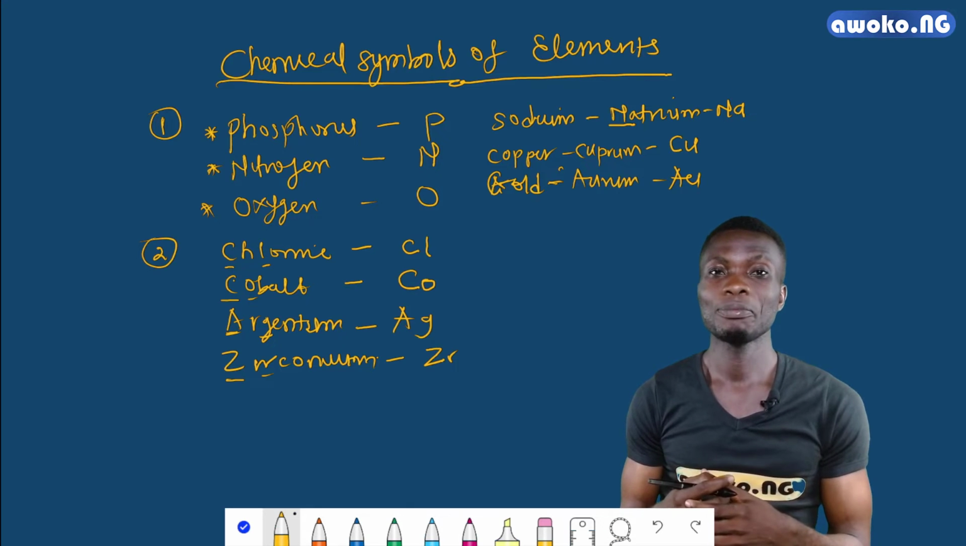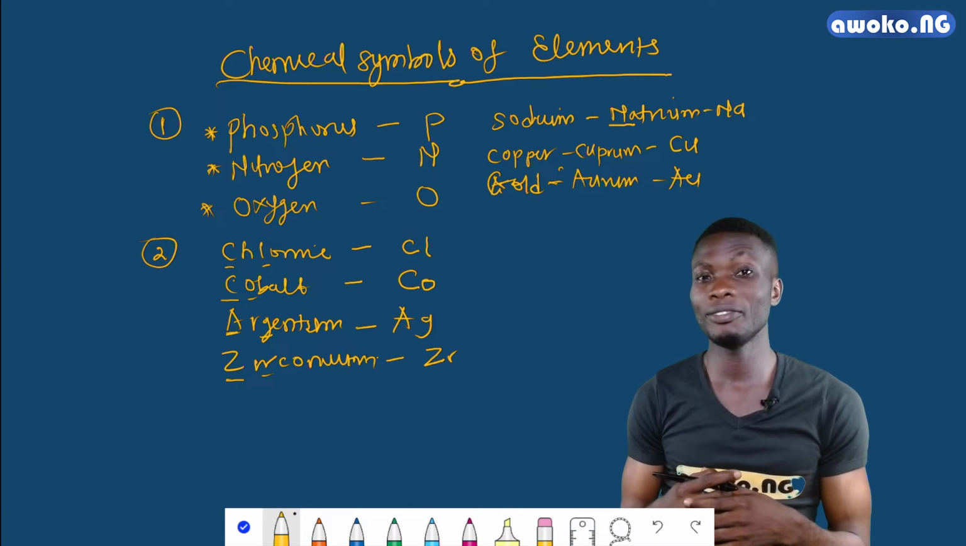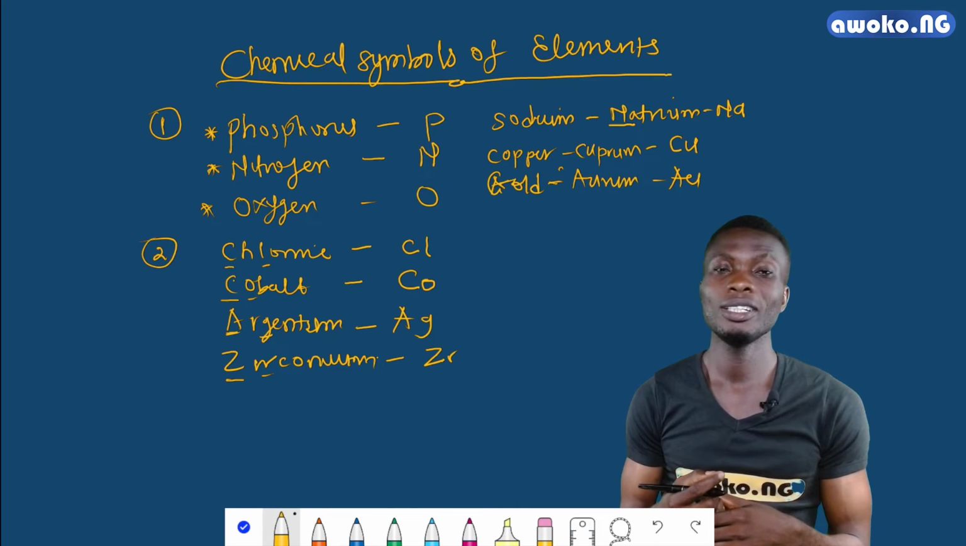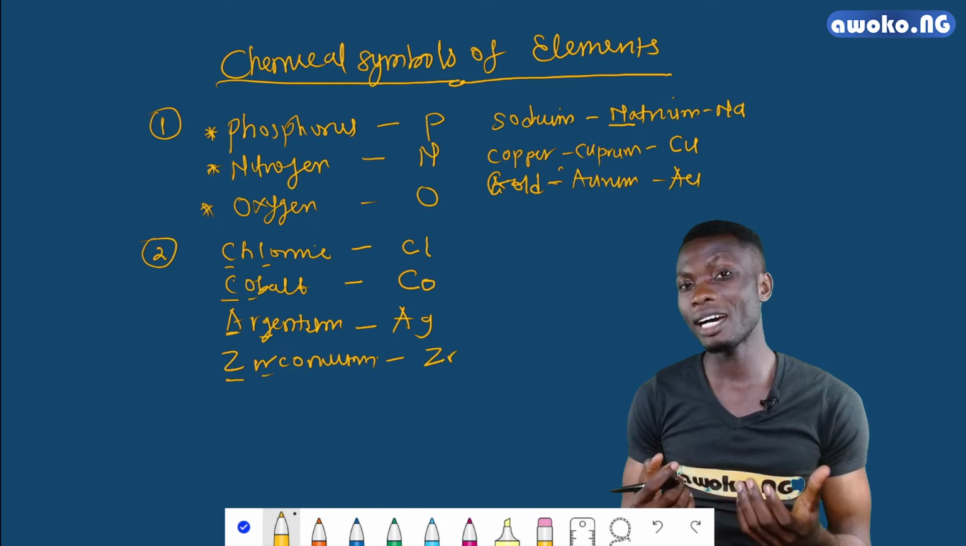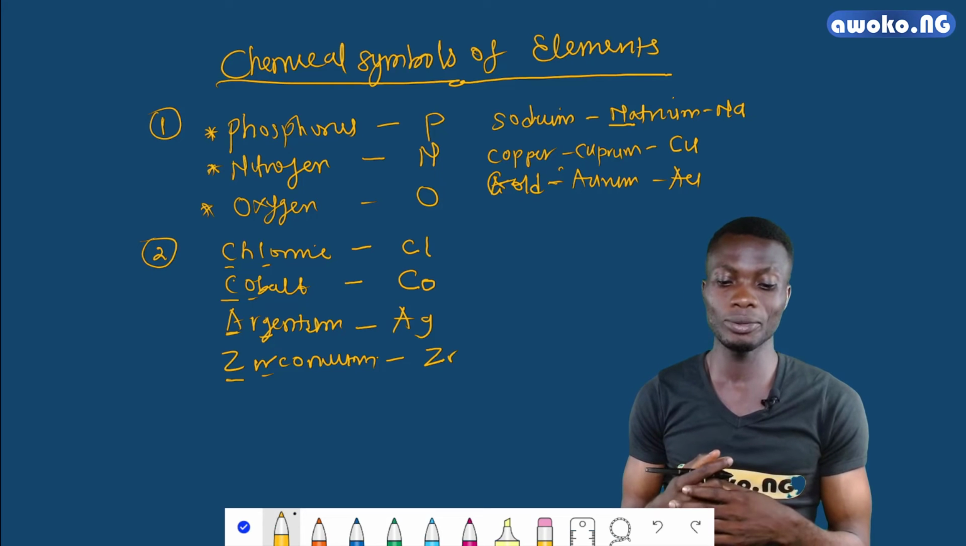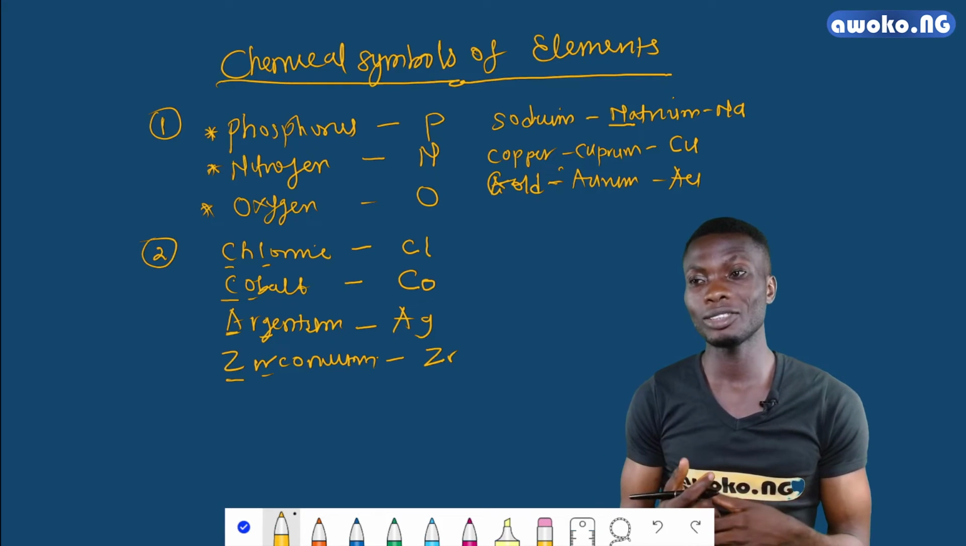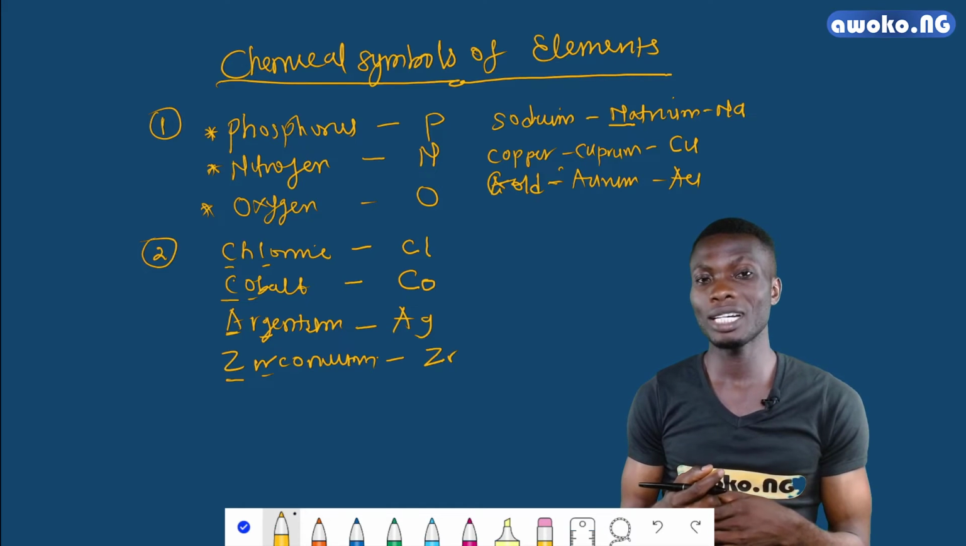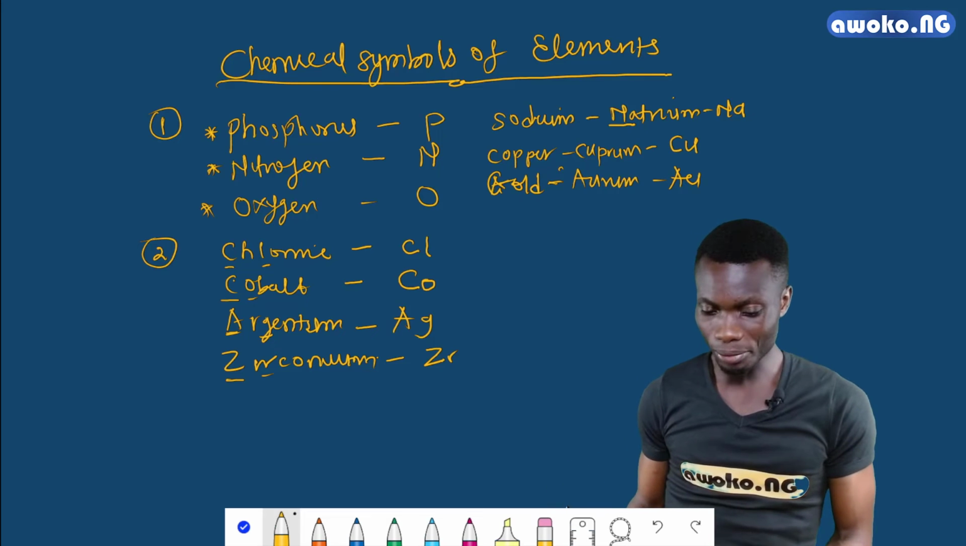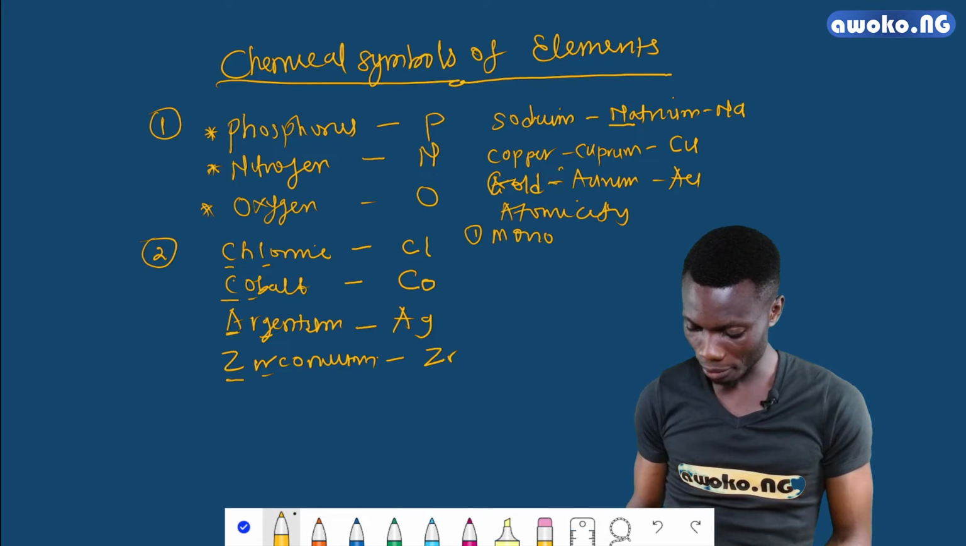Alright, so like I said, the atomicity of elements is very important. Some atoms are monoatomic, some atoms are diatomic, some atoms are triatomic. We also have atoms that contain four atoms. We can call them tetraatomic, but they are mostly non-existent, so we don't actually consider them. So you have monoatomic, you have diatomic.